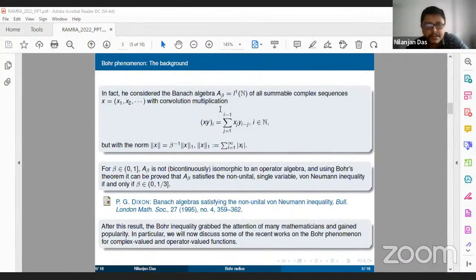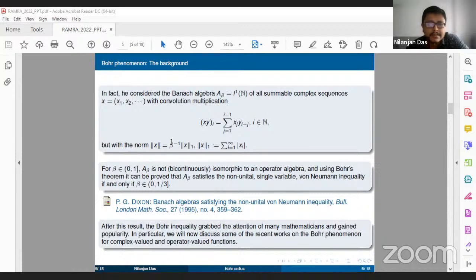I have noted down that particular algebra that he considered. It was precisely the algebra of summable complex sequences with convolution multiplication, as we know, but with a different norm. He multiplied the usual one norm by 1 by beta. It can be shown that for beta belonging to the interval (0, 1], this new algebra A_beta is not isomorphic to an operator algebra, but using Bohr's theorem, it can be shown that if beta belongs to (0, 1/3], then A_beta satisfies the von Neumann inequality.